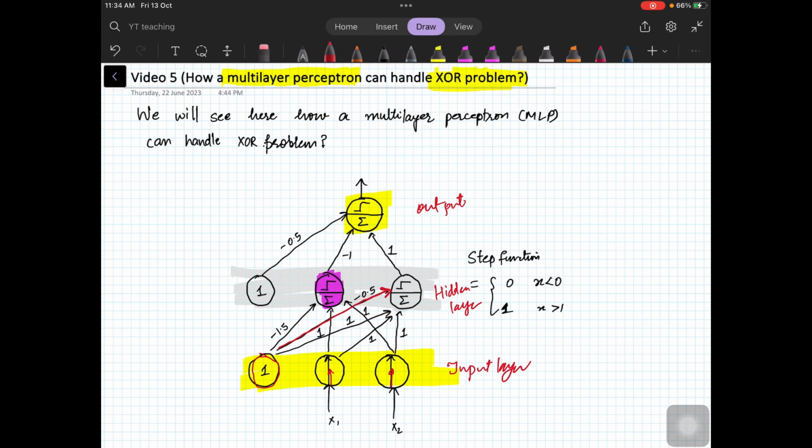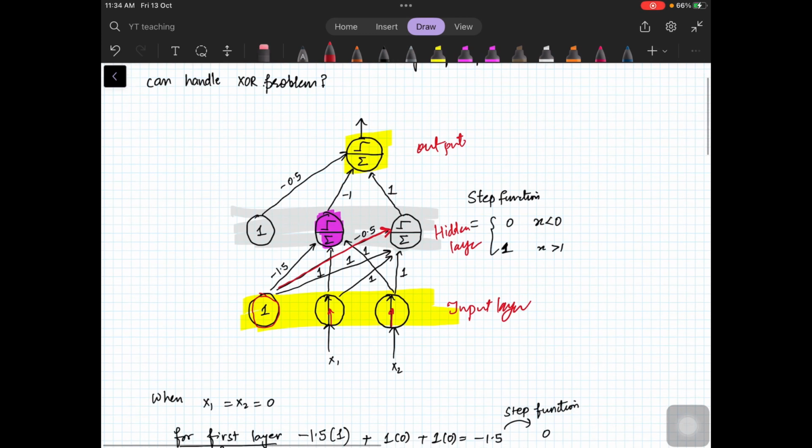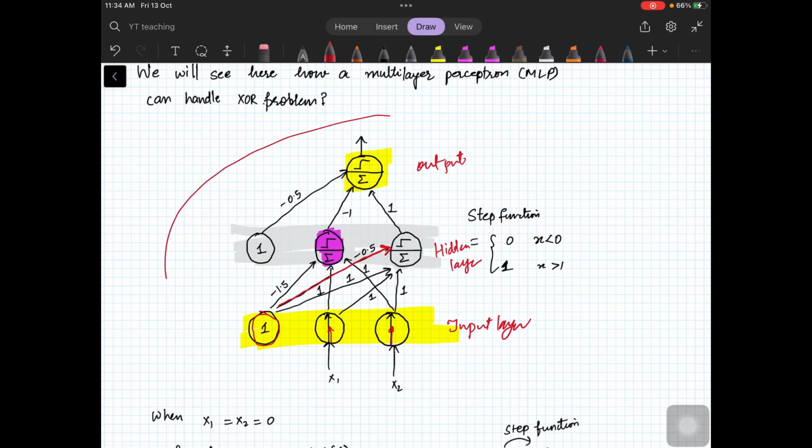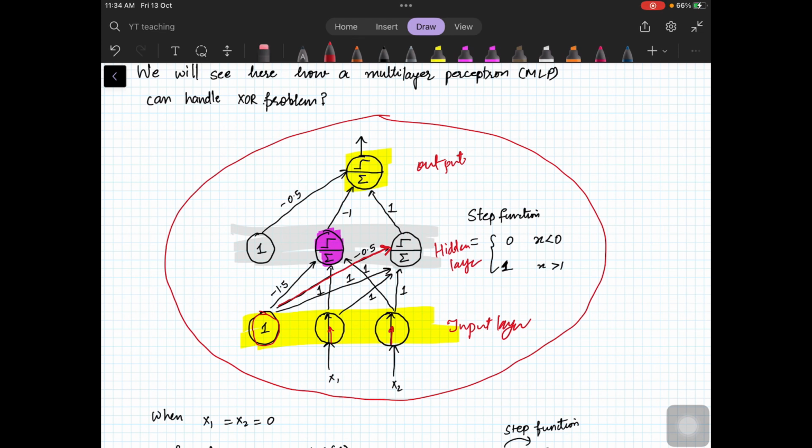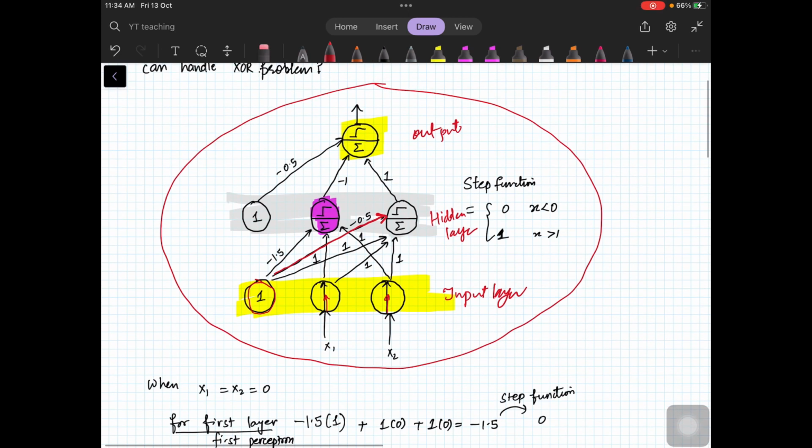So you may ask the question, from where do I get these weights? The only thing is I'm just giving you a construction which can very easily handle XOR, but there are other constructions possible too, right? So I have given you the arrangement of single perceptrons along with the weights. Now what I want is: when x1 and x2 both are 0, I should get 0 output. When both are 1, then also I should get a 0 output, and when one of them is 1, then I should get a 1 output.